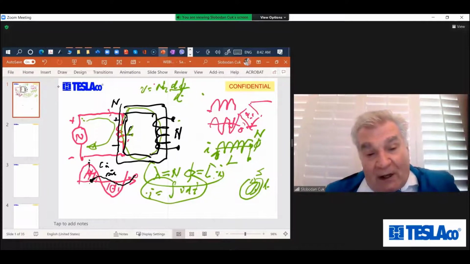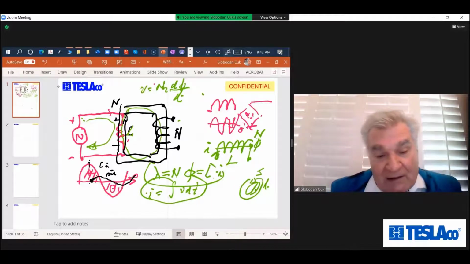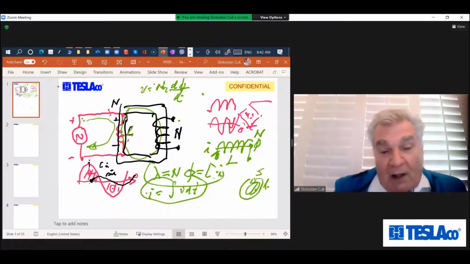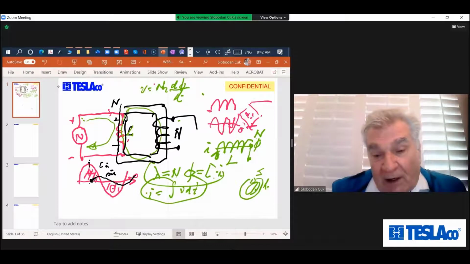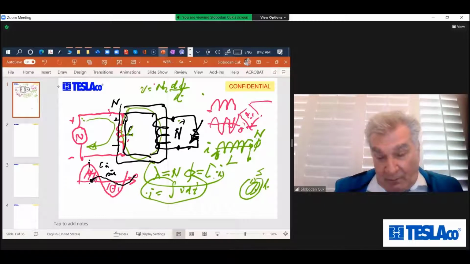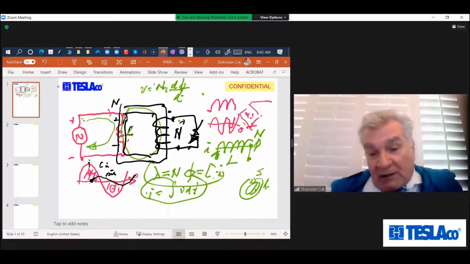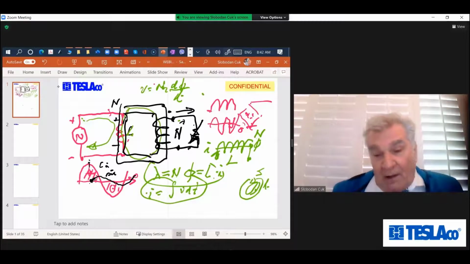Why? Because the same small magnetizing current that I showed you will flow whether you put here a resistor, or a small resistor and large current. This voltage, which is identical to the input voltage, will start driving the current into this load. You agree? And driving a huge current.